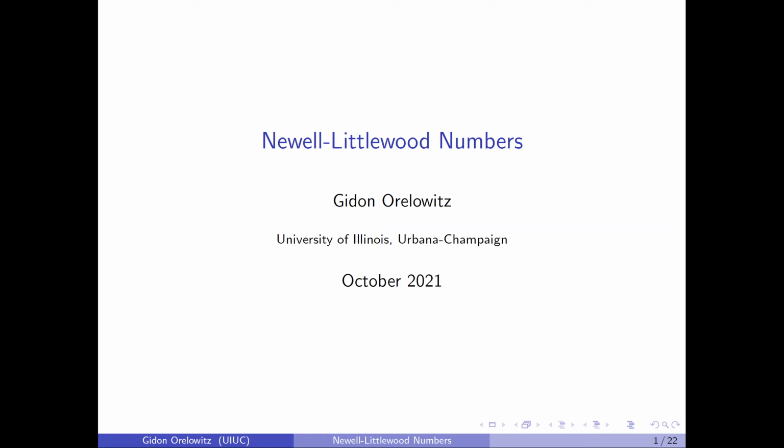And then once we have all of that groundwork, we'll talk about the Newell-Littlewood numbers, which are numbers that me and my co-authors have been working on for a while. And hopefully I'll convince everybody here that they are similarly worth studying because they show up in similar places of tensor product multiplicities. They solve matrix eigenvalue problems, and I'll speak about what we know about their positivity.